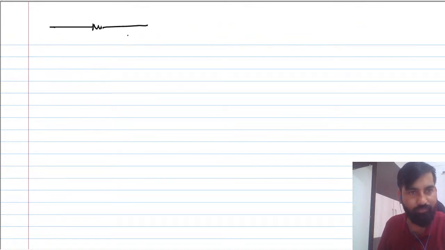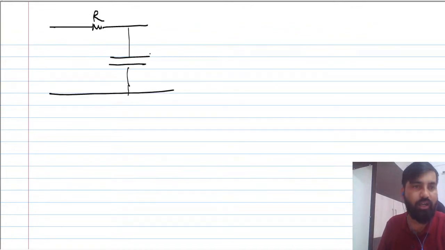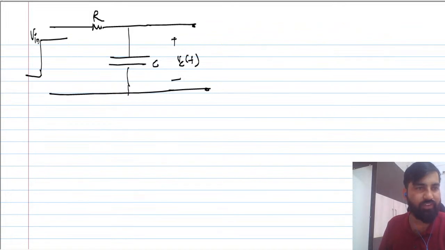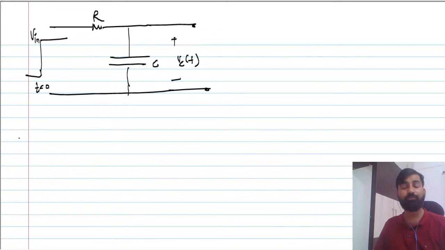So what we have to do, let me now solve properly. You see, this is the R, this is the capacitance, and they are asking what is the voltage across this capacitor, and we are applying V input at t equal to 0. If they ask you what the output waveform will be, you can directly draw it, guys, without a second thought. Consider that the capacitor is not charged.